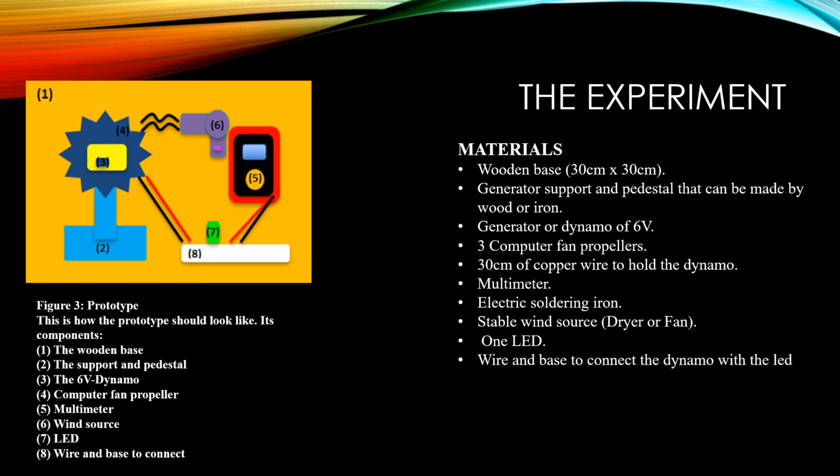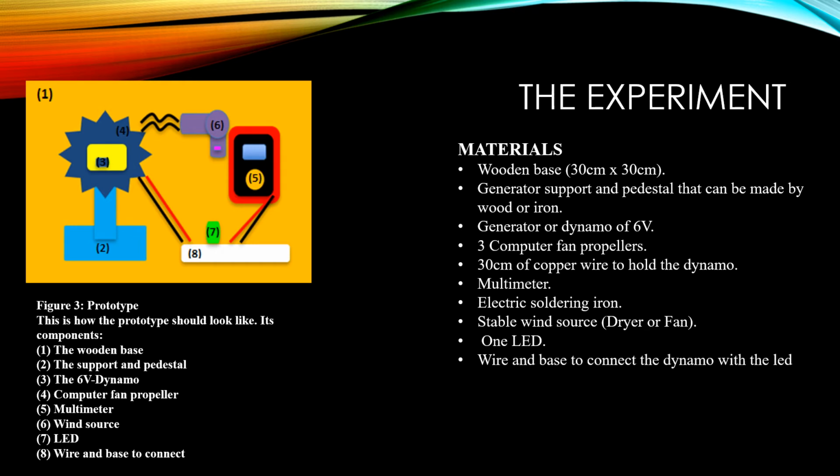Talking about the experiment, the materials that you need are a wooden base, a generator support and pedestal, a generator or dynamo of 6 volts, 3 computer fan propellers, copper wire to hold the dynamo, a multimeter, an electric soldering iron, a stable wind source that can be a tire or a fan, one LED, and a wire and base to connect the dynamo with the LED and the multimeter.